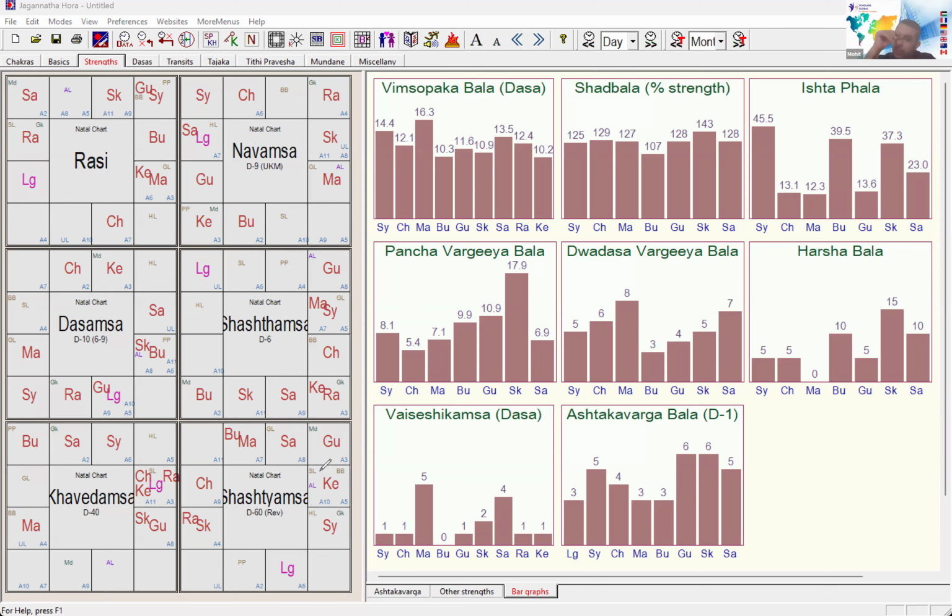Body parts relate to the D60 house. Yeah. Not just D60, you can take it in D6 also, and D1 also. But the precise things that you said, the birthmarks, I took from D60, and D60, the adhipati of that Rashi, how that person is.